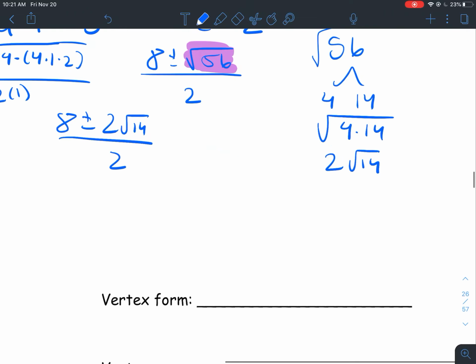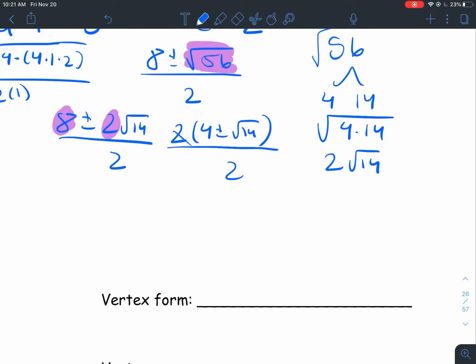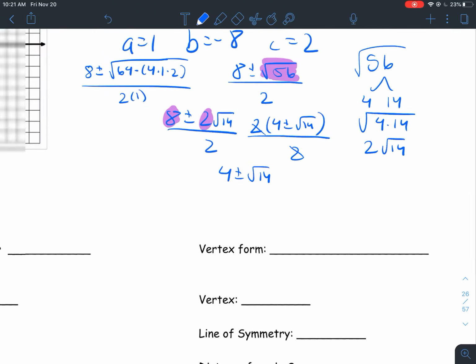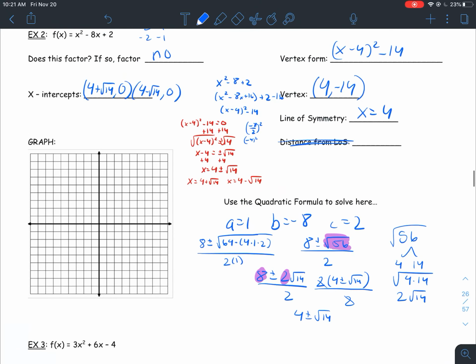And of course, now we got to simplify. We're going to factor out a 2 of these two terms. So we get 2 times 4 plus or minus root 14 all over 2. Cancel these guys out. You get 4 plus or minus root 14. Now again, notice how we got the same answers using a different method, right? This method we just used was quadratic formula.